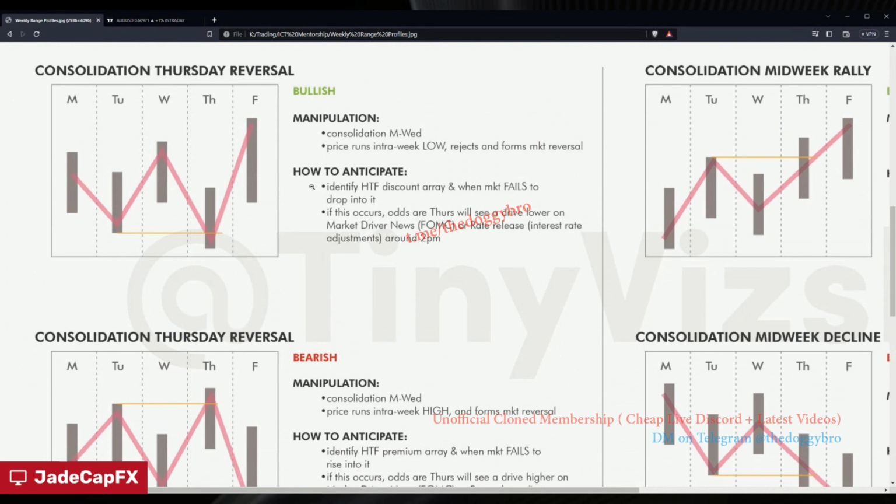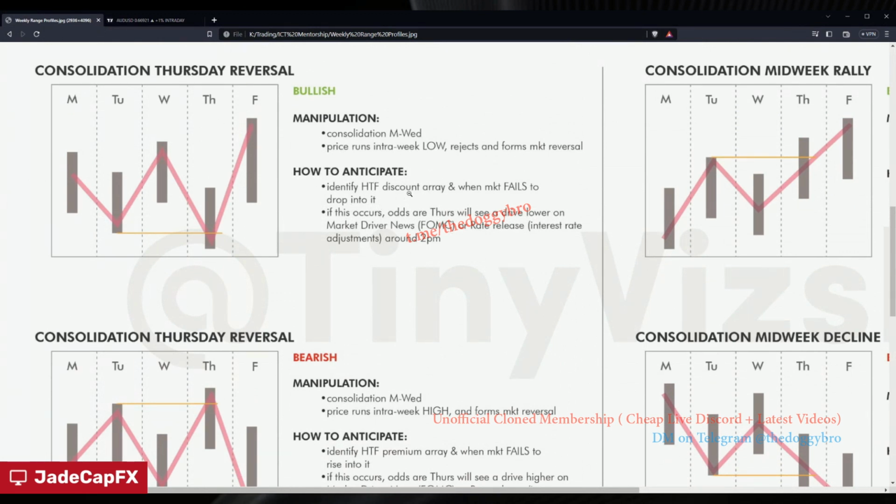So, how to anticipate? You can take your time and read through these. I will attach this document to the actual lesson so you can read through this, and it's on you to do this work and watch these profiles pan out week to week.